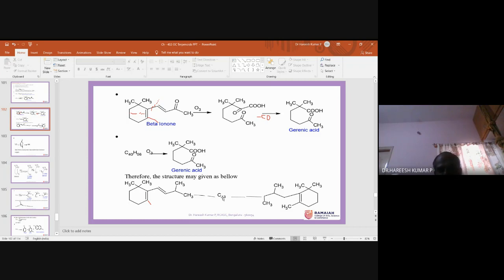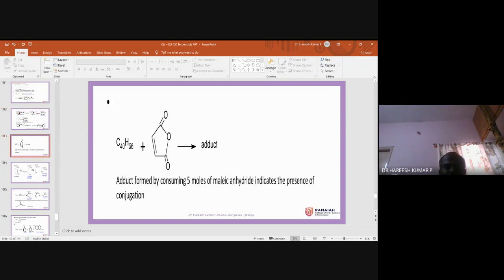So let's go to the further experiments on structural elucidation of beta carotene. With this, I will go to the next slide. Here, beta carotene is treated with maleic anhydride. There is a double bond, so that is the reason it's maleic anhydride. Otherwise, if there is no double bond, it is succinic anhydride. So this double bond reacts with the double bonds present in beta carotene and gives an adduct. It is found that 5 moles of maleic anhydride react with beta carotene, forming an adduct.